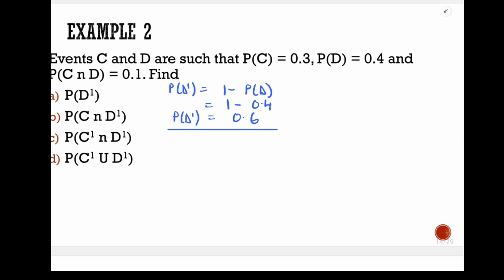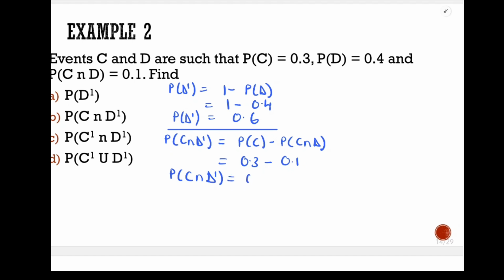Then Roman 2 wanted us to find the probability of C intersection D complement, which is the same as the probability of C only. So the probability of C intersection D complement is equal to the probability of C minus the probability of C intersection D. I'm just looking for C only, so I'll get the entire set C and remove the part that contains a bit of D. My probability of C is equal to 0.3 and my probability of C intersection D is equal to 0.1. So when I calculate, I'll end up with the probability of C intersection D complement as 0.2.